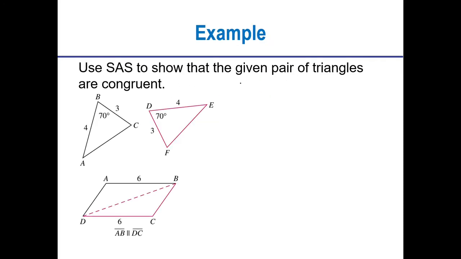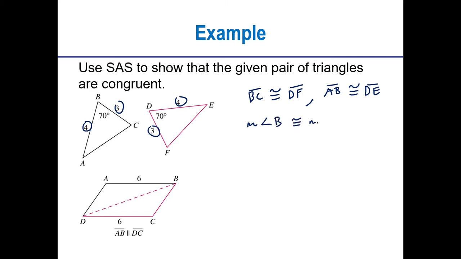Use side angle side to show that the given pairs of triangles are congruent. Notice that segment BC is congruent to segment DF. Also notice that segment AB is congruent to segment DE. The angle is also equivalent. The measure of angle B is congruent to the measure of angle D. Notice that angle B is included by the side AB and the side BC. Similarly, angle D is the included angle of DF and DE.